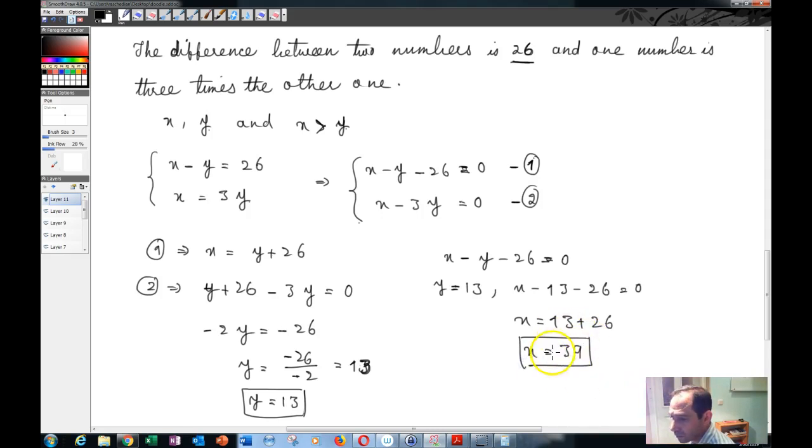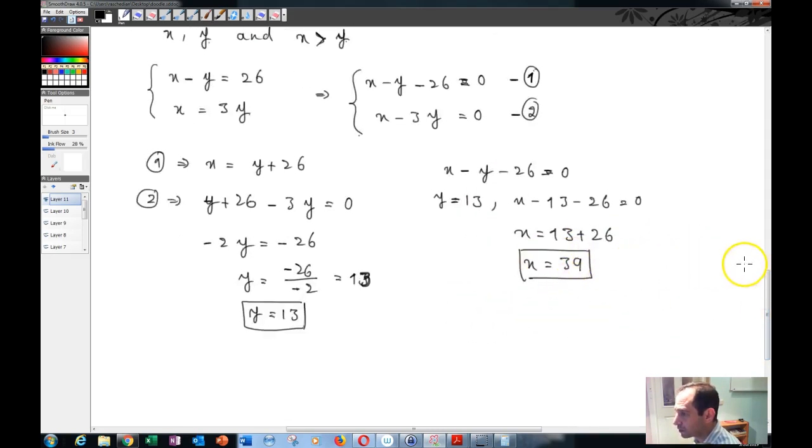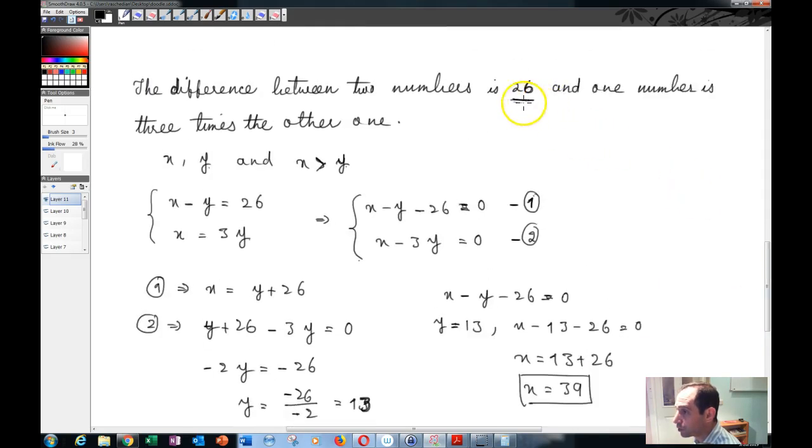So basically one of your numbers is 39, the other one is 13. Basically x is 3 times y, and the difference between these two numbers is 39 minus 13, which is equal to 26, which is basically what we were looking for here.